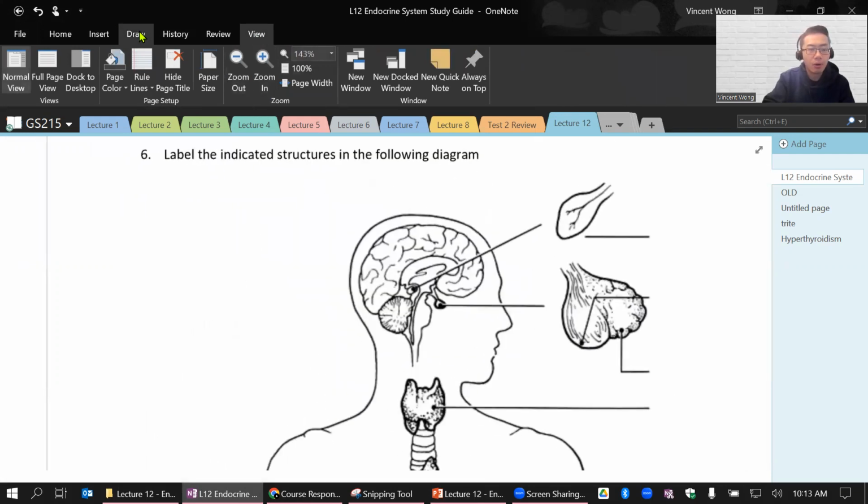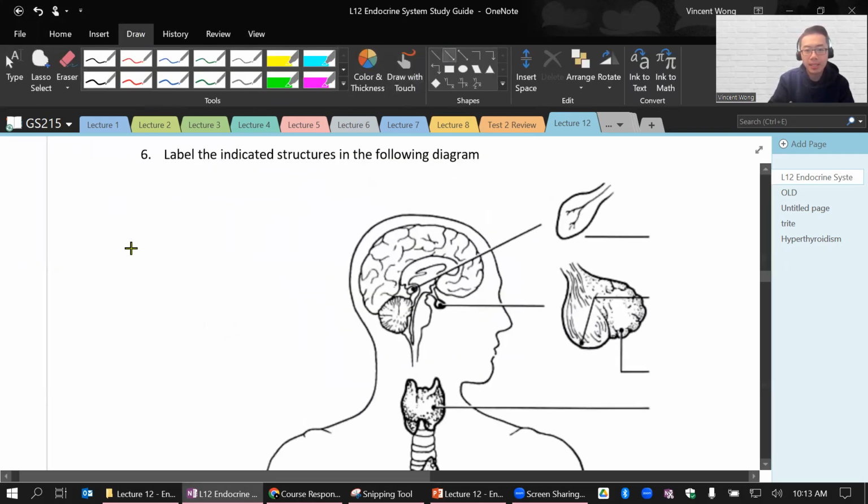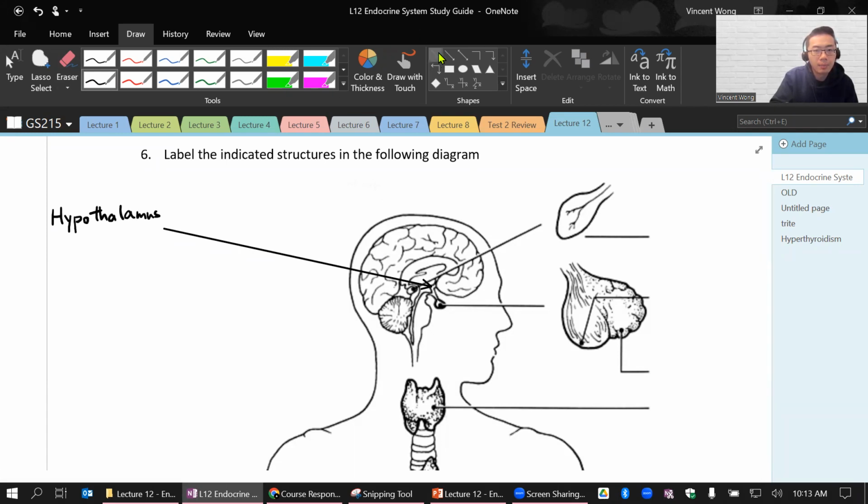Now, I honestly don't know why. Maybe I'm missing something here, but they always leave out the hypothalamus. I don't know why. Maybe it's too small or something, but we're going to put that in. And there is the hypothalamus.